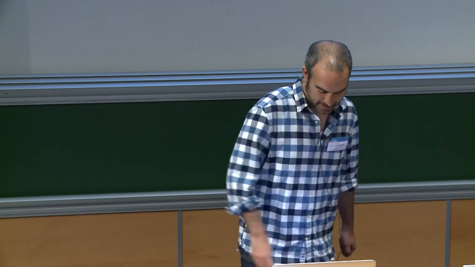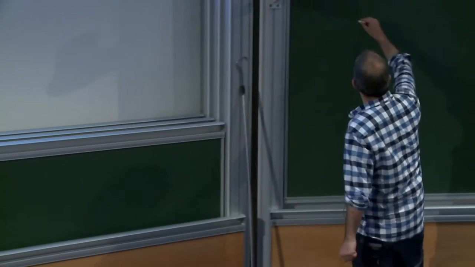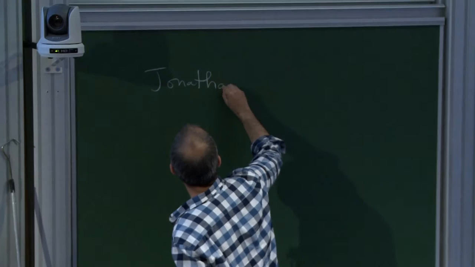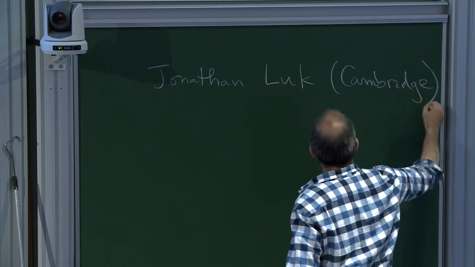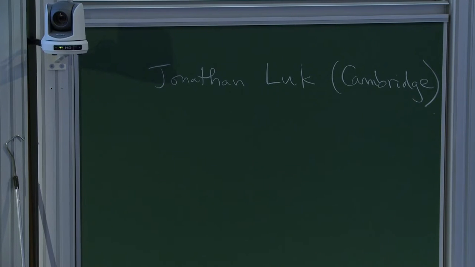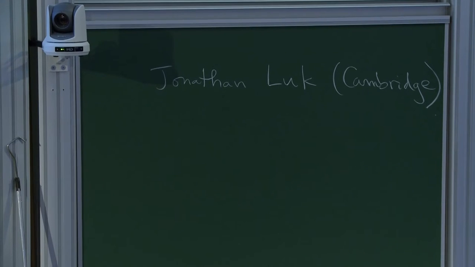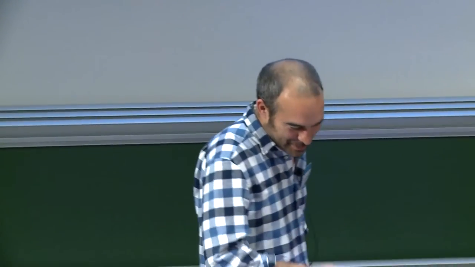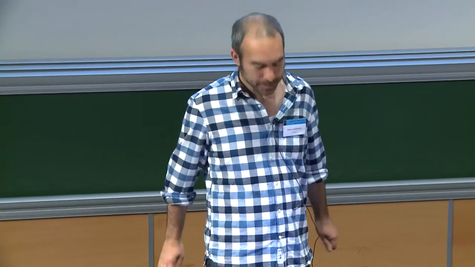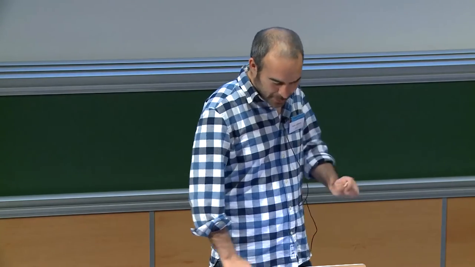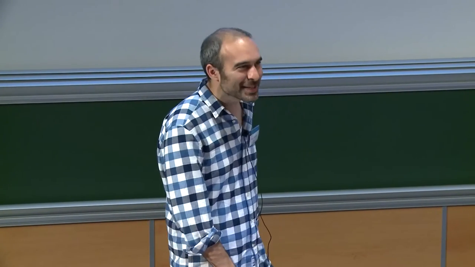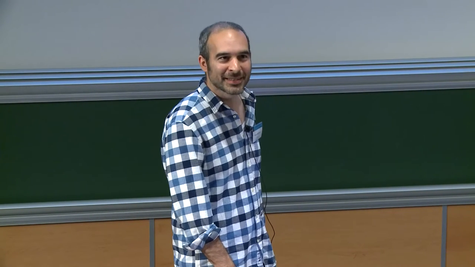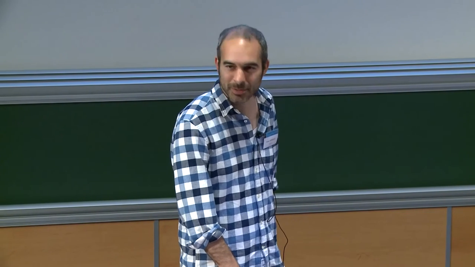The main result of this talk is a joint theorem with Jonathan Luk from Cambridge, which in some sense resolves this issue. I say resolves, but there's still something very important left to be done, and that will be the end of the talk. So this is my outline. Off we go into the interior of black holes and this strong cosmic censorship conjecture.